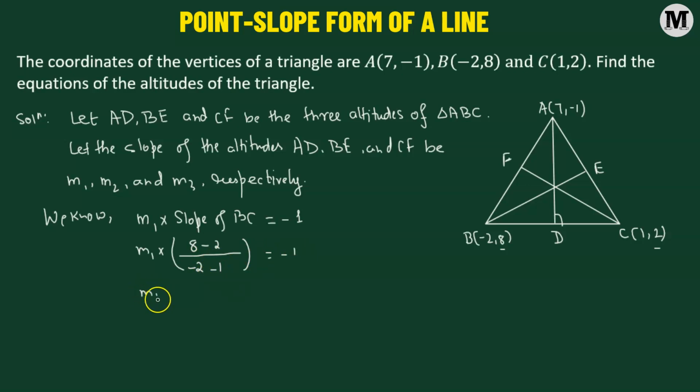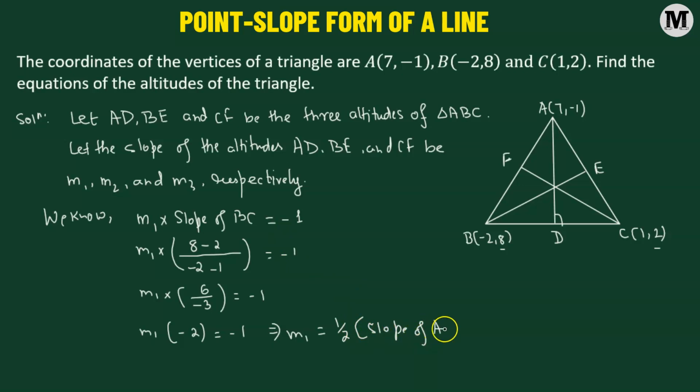So we have M1 times 8 minus 2, that will be 6, divided by -2 minus 1, so that's -3, equals -1. So we have M1 times -2 equals -1, which means that the value of M1 is going to be 1 over 2. So that's the slope of the line AD. So let's write it down. This is the slope of the altitude AD.